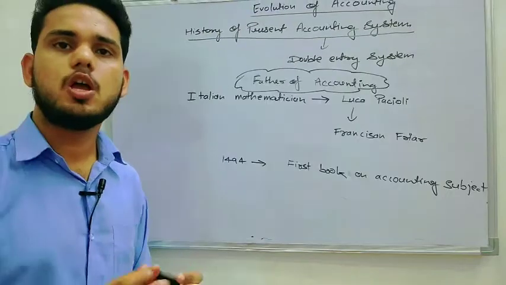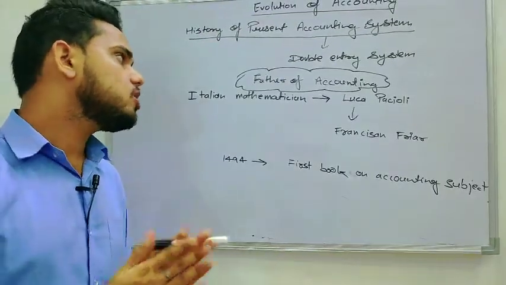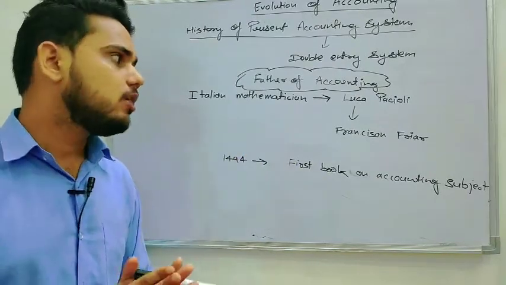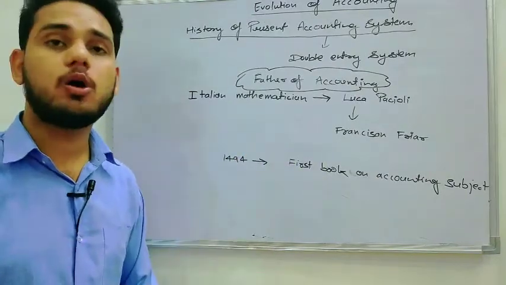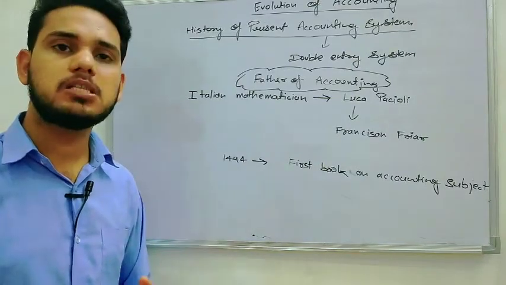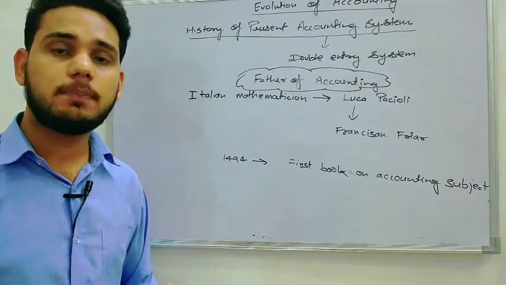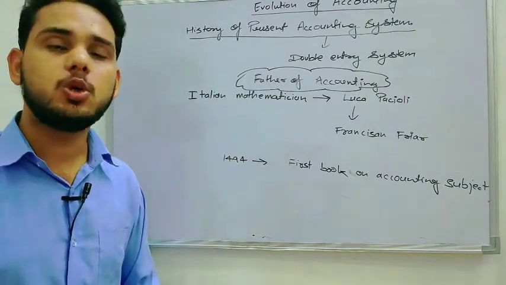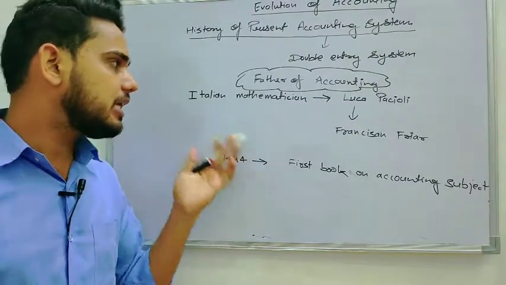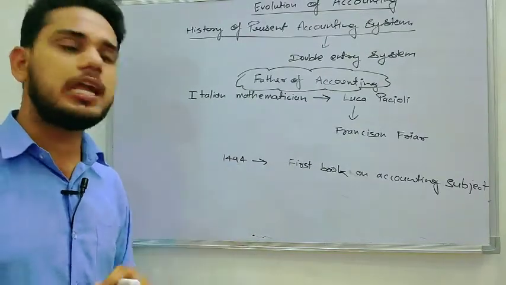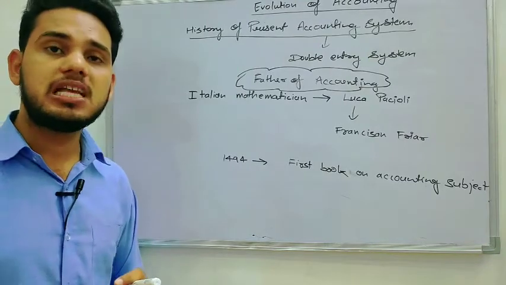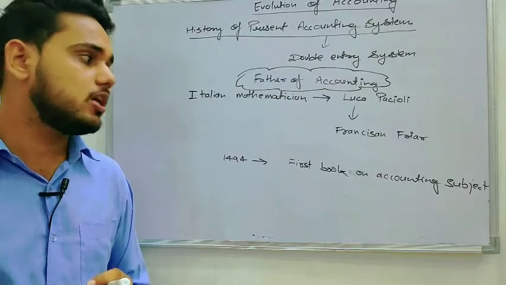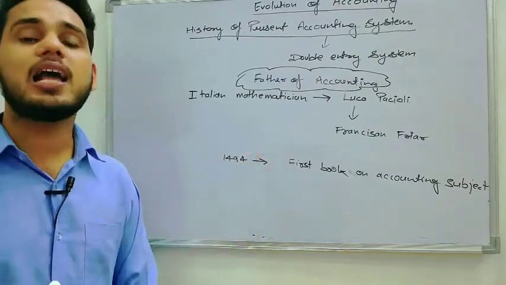So let's see. There was an Italian mathematician named Luca Pacioli. He was later on a Franciscan friar also. What does friar mean? Friar means hermit, tapasvi, sannyasi, etc. So there was a person Luca Pacioli, an Italian mathematician. In 1494 he wrote a book named The Communicity Scriptures. That was the first book on the accounting subject.